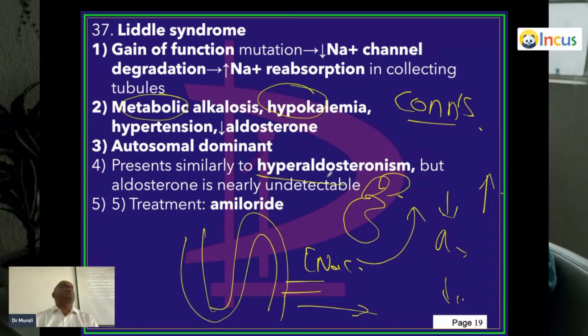Then comes, what is the inheritance pattern? Earlier, Gitelman and Bartter are what? Recessive. Whereas Liddle is autosomal dominant. So how do you treat Liddle? We give amiloride. Amiloride is the inhibitor of epithelial sodium channel.